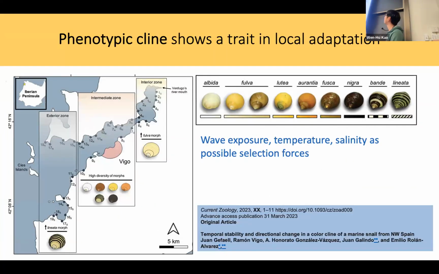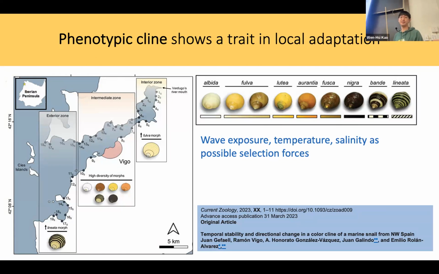Here is another beautiful example. These are the sea snails in Spain. We can see that the sea snails in the interior zone of the shore are very light in color. When it gets to the exterior zone, the color becomes darker and then black, and black with white stripes. This color cline is consistent with several environmental gradients, for example, wave exposure, temperature, and salinity. So these factors could be the drivers of selection.